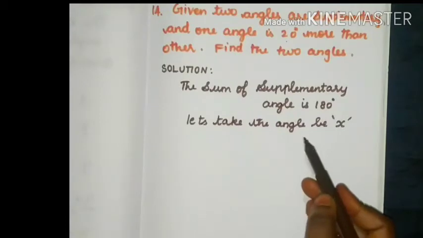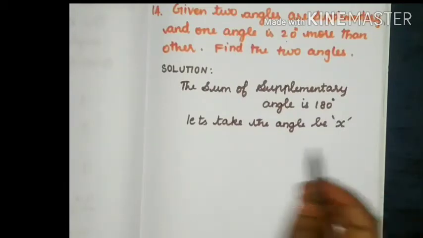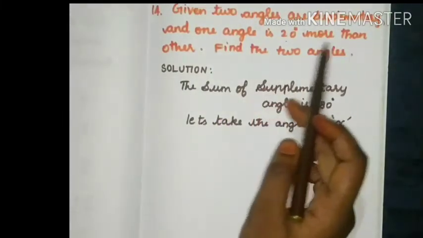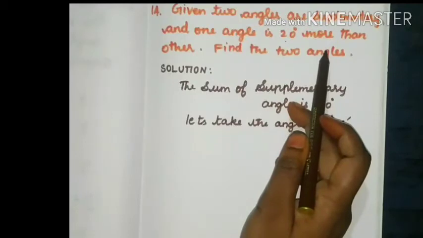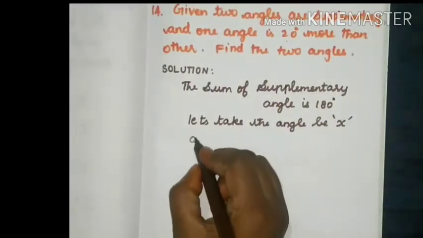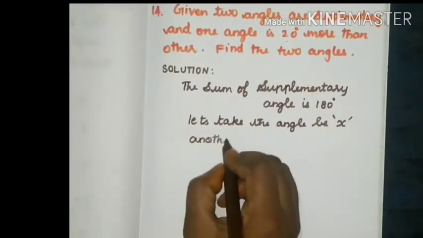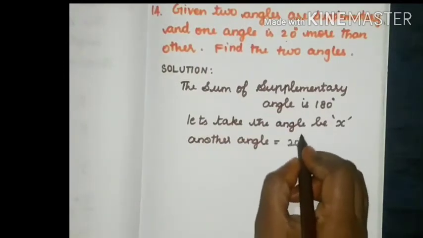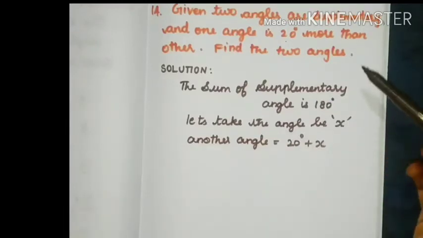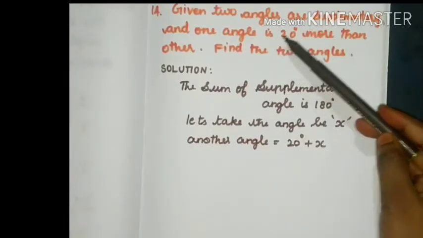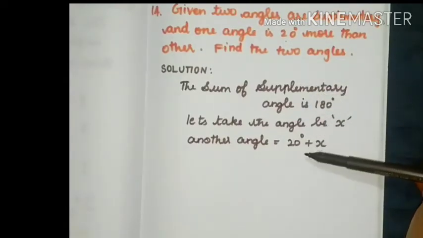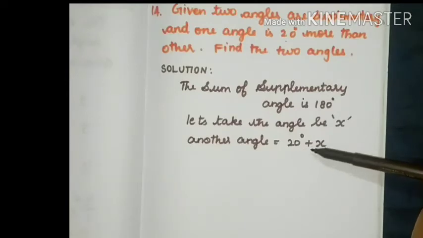Let's take the angle as x, the unknown value as x. Then the other angle is 20 degree more than that. More means what? What you have to do? Add. Another angle is equal to 20 degree plus x, because in the question they given that one angle is 20 degree more than the other. The angle is x, the another angle is 20 degree more than the other. So 20 degree plus x.